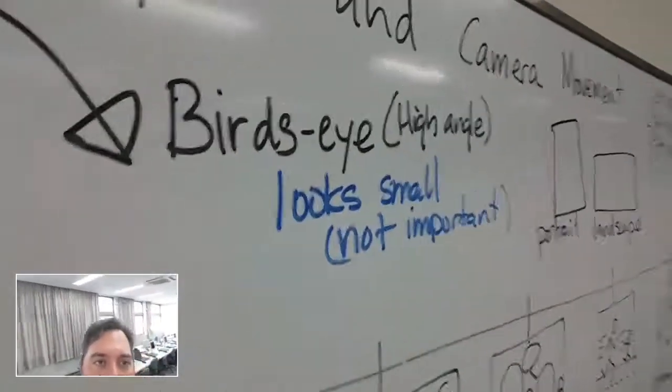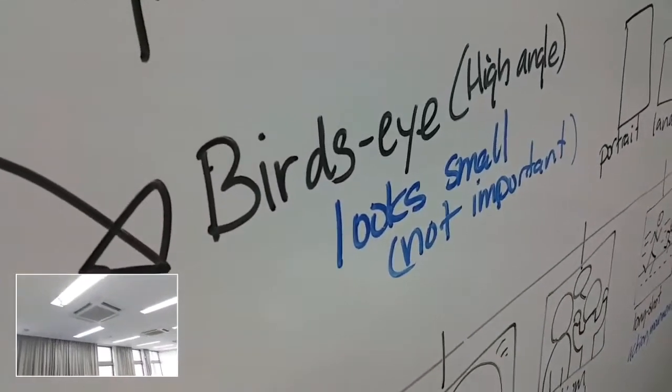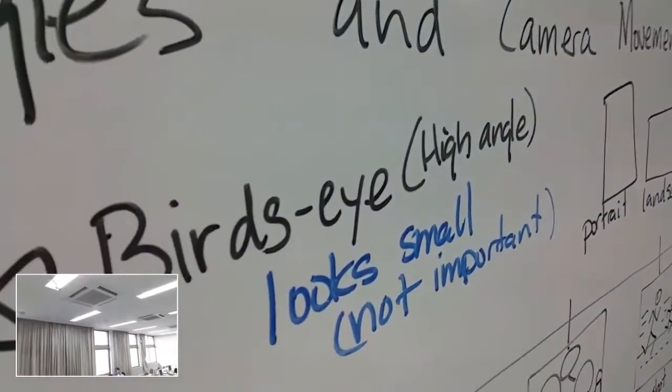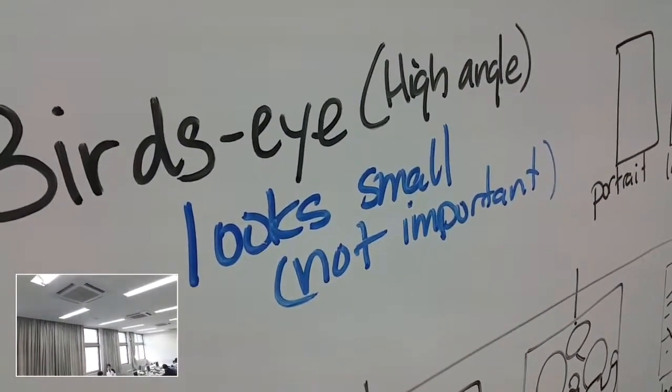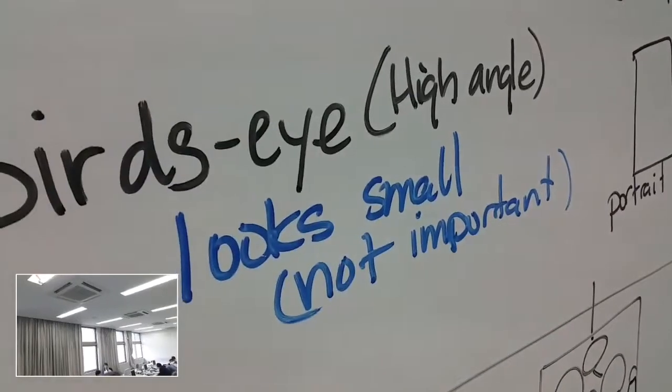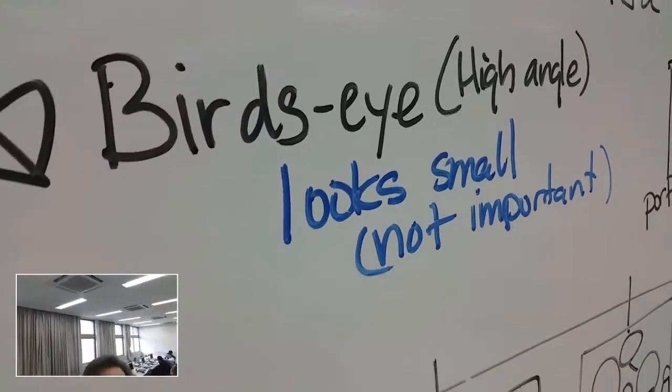We can also go up in the sky and look down, which you're doing to me now, right there. That's me. This is a bird's eye view of me. This is the bird's eye view or high angle. Things look less important. They look smaller in this angle, looking down.